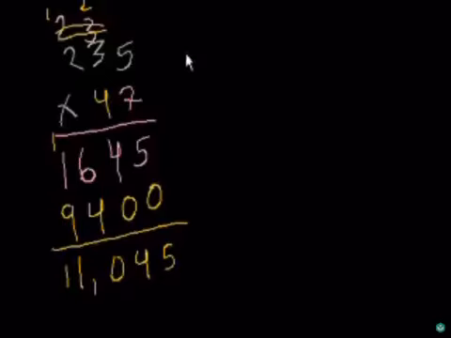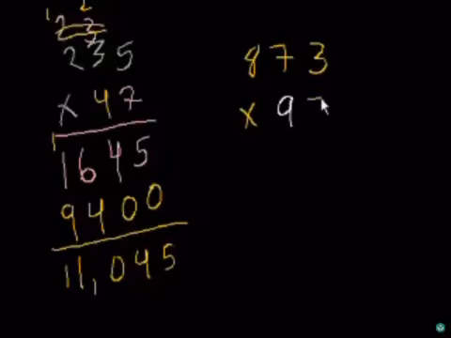Let's do another problem. Let's say I had 873 times, and I'm making these numbers up on the fly, so bear with me. 873 times, some high numbers, 90, and I'm doing them in different colors just so you hopefully get a better understanding of what I'm trying to explain. Let's say 97. No, I just use a 7. Let's make it 98.